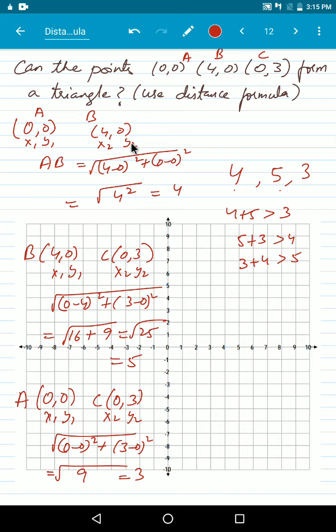Okay. We verified by plotting also, right? One point was here, (0, 3), (0, 0), (4, 0). See, 4 units here, 3 units. That's why we got 4 units and 3 units. Okay, 4 units here, 3 units here, and this is 5 units. It is a right angle triangle, in fact.